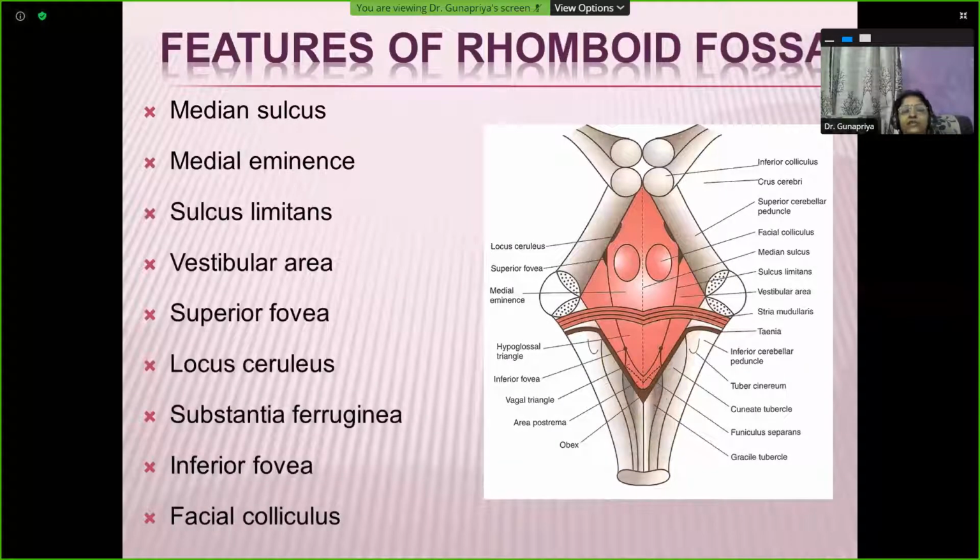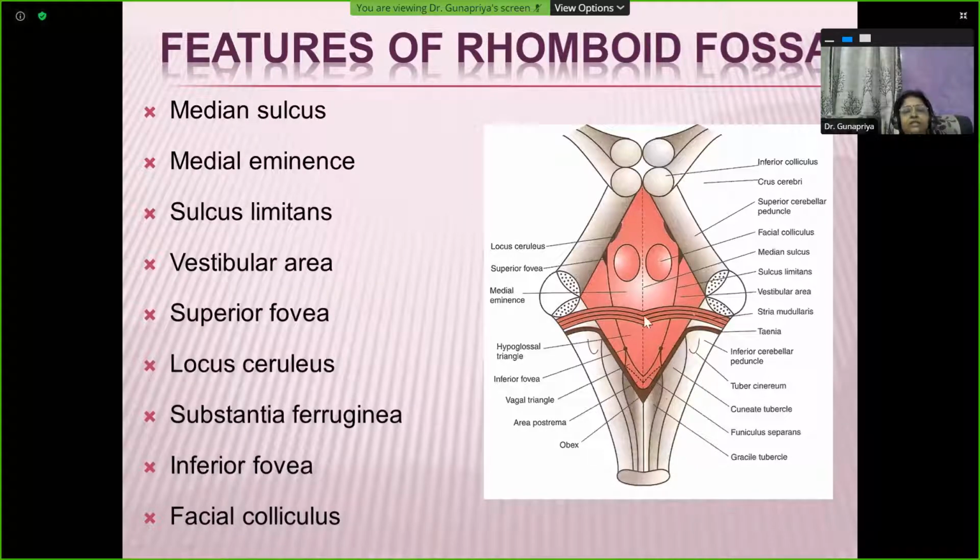We'll now go on to the features of the rhomboid fossa, or features of the floor of the fourth ventricle. If you remember, I've already dealt with the external features of the posterior surface of the pons with you in a session on pons. So here again, I'm going to reiterate all those features.